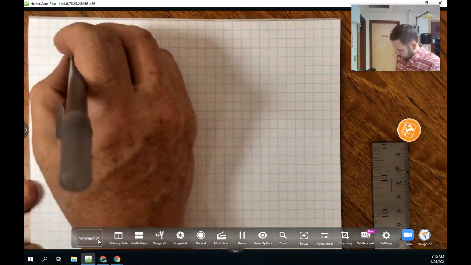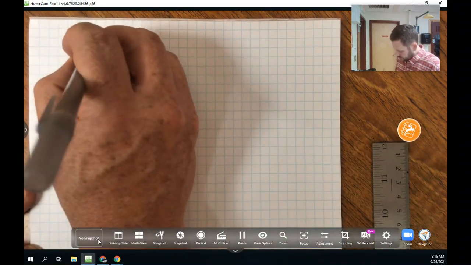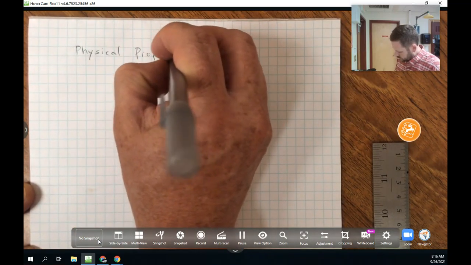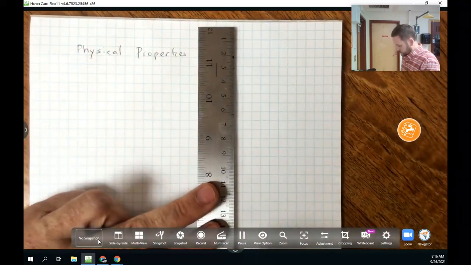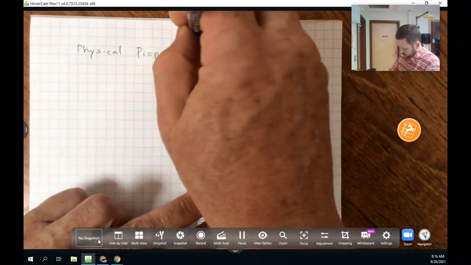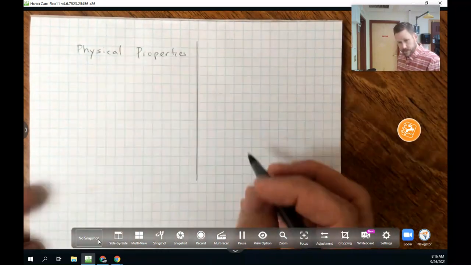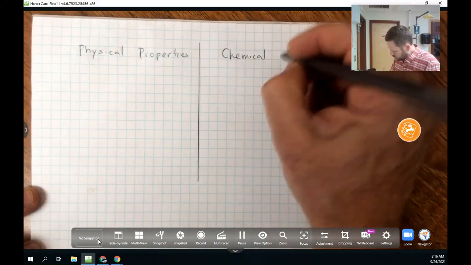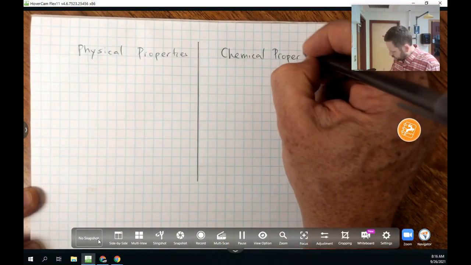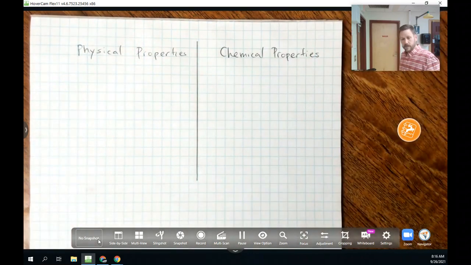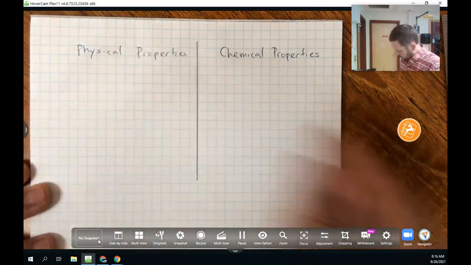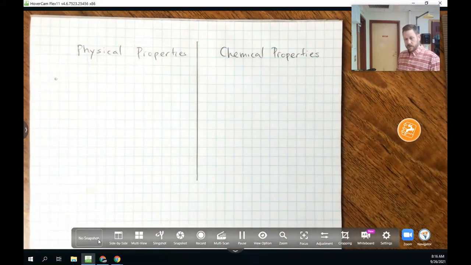All right, we're going to define and compare and contrast physical properties and chemical properties. So we're going to make a column for each and just draw a line down the middle to separate the two and put a few bullets about both physical properties and chemical properties. And of course, a property is just a quality or characteristic of something, not a property as in ownership, but a quality or characteristic.